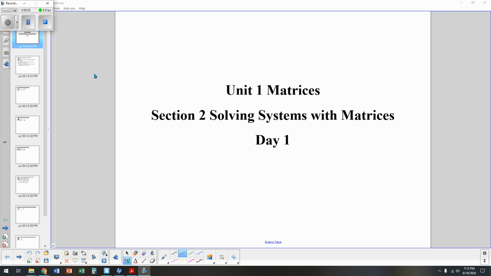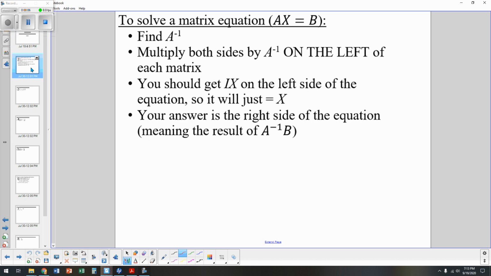This lesson is Unit 1, Section 2, Solving Systems with Matrices. So the first thing we're going to talk about is how to solve a matrix equation. A matrix equation will be formed A times X equals B. So a matrix named A times a matrix named X equals a matrix named B. Our first step is we're going to find the inverse of the first matrix, A. Then we're going to multiply both sides of the equation by the inverse on the left.